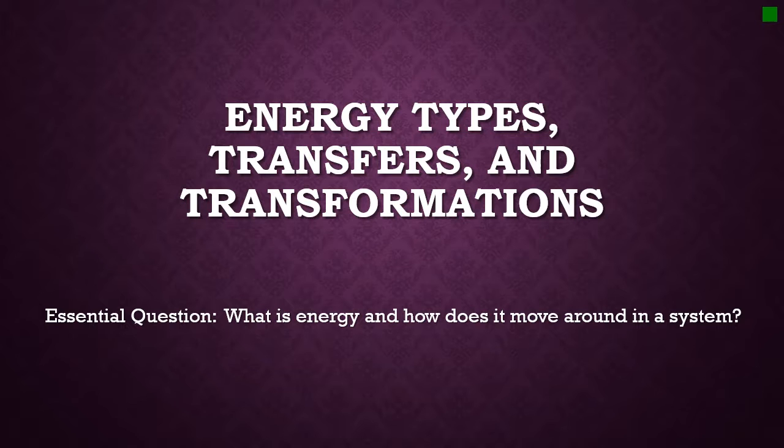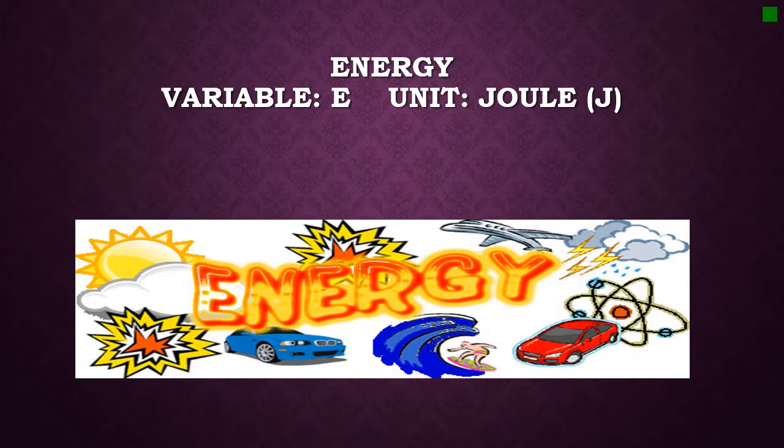How does it move around in a system? Energy is going to be a new variable for us. We're going to use E to represent energy, and the unit of energy is the joule, which is a combination of a couple other fundamental units that we're not going to go too far into, but if you have questions, I can help you with that on the side.